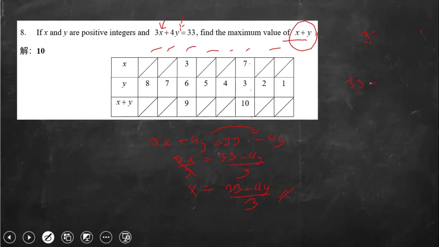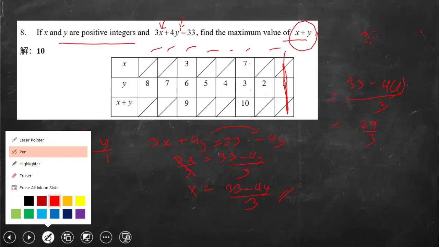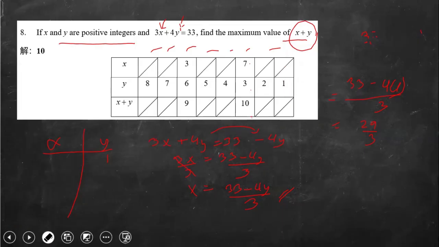33 minus, okay, you have x and y values. So first, because they are positive integers, you start with 1. You let y be 1. So 33 minus 4 times 1 over 3. It's going to be 29 over 3, which is not an integer. So that's why there's no answer here. And if you keep trying like this, you'll find these values eventually, and then just add them.